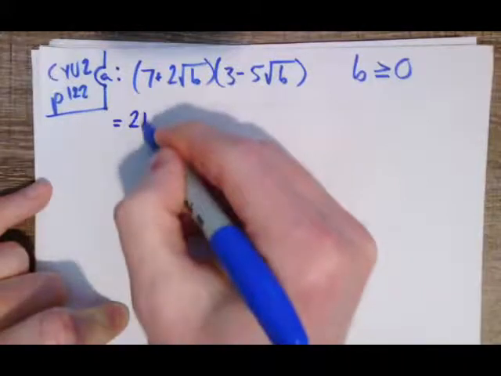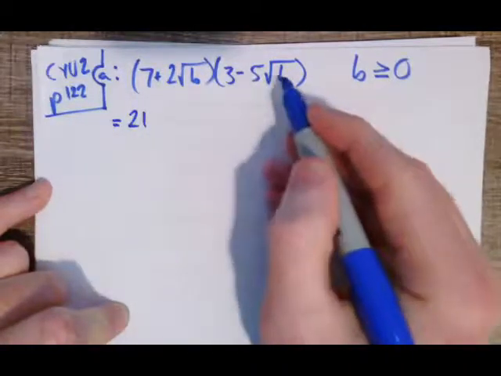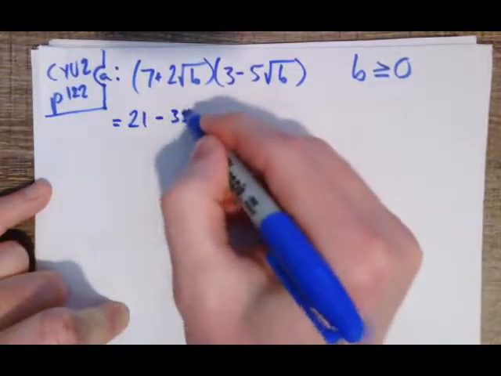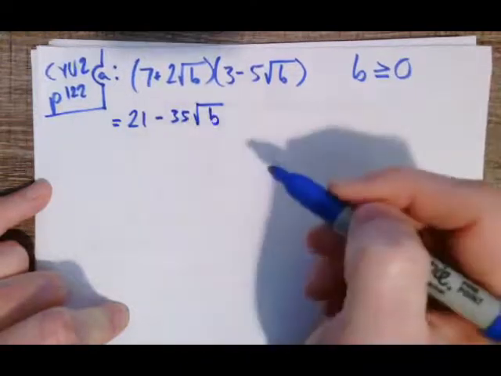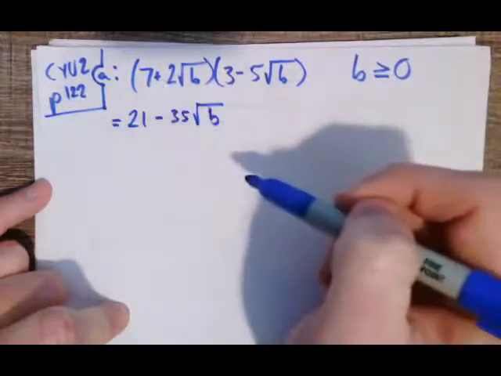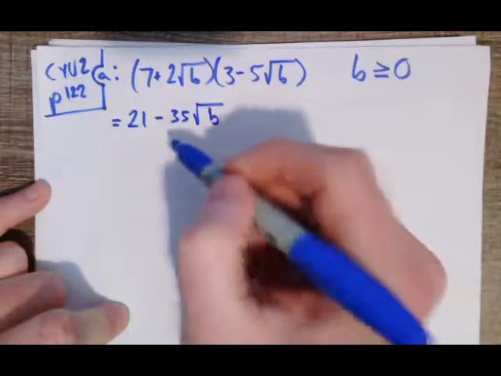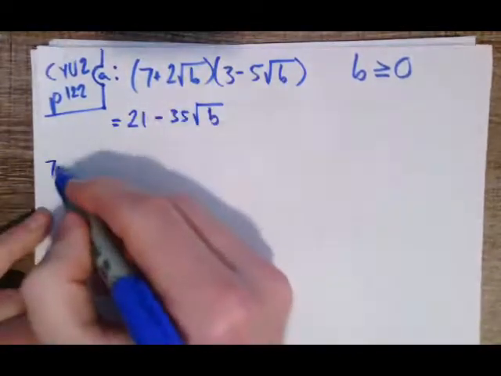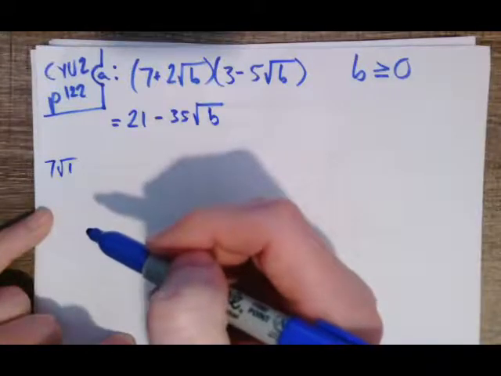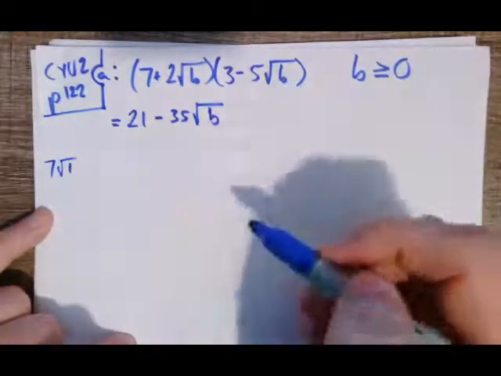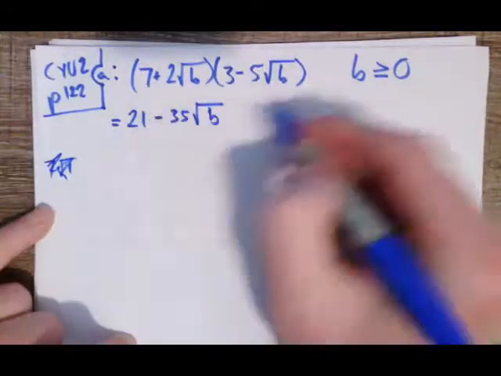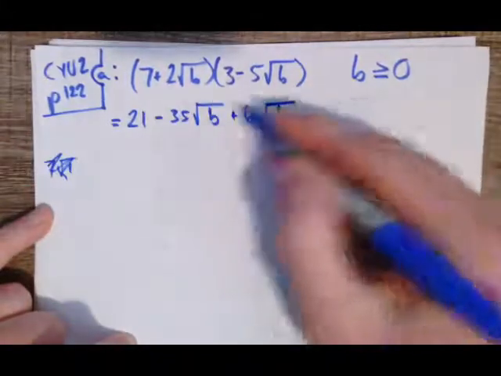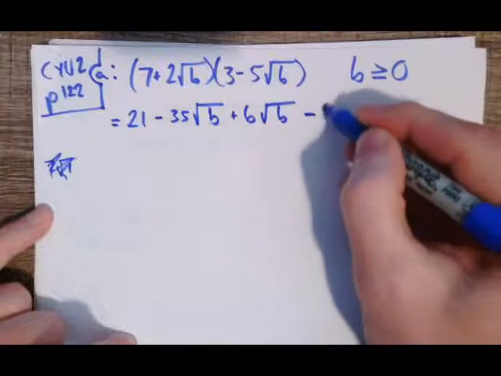7 times 3, 21. 7 times negative 5 root b is negative 35 root b. You kind of multiply what you can. And if you're thinking, well, wait, the radicals have to be exactly the same, you can think of this 7 as 7 root 1. Root 1 times root b is root b. First, outside, inside, 2 times 3 is 6. And then minus 10 root b.